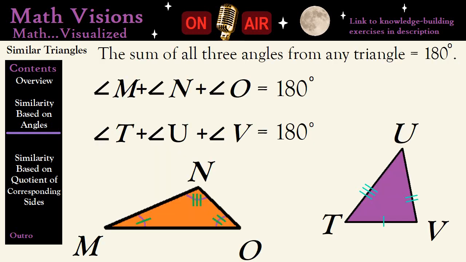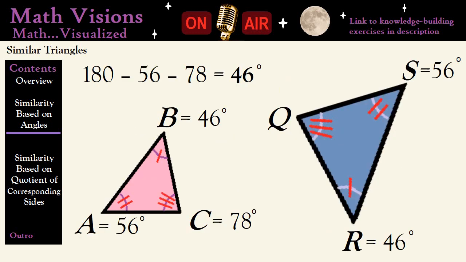However, we only have two angle measurements from each triangle. Since the sum of all three angles in any triangle is always 180 degrees, we can subtract the measurements of the angles we do know so as to find the measurement of the angle we don't know. For triangle ABC, we start with 180 and subtract 56, then 78, and arrive at a measurement of 46 degrees for angle B. If you noticed, 46 is also a measurement from the other triangle, QRS. Since both triangles have two angles in common, 46 and 56 degrees, we know they're similar.